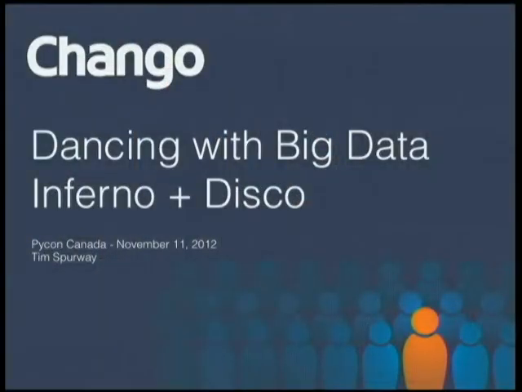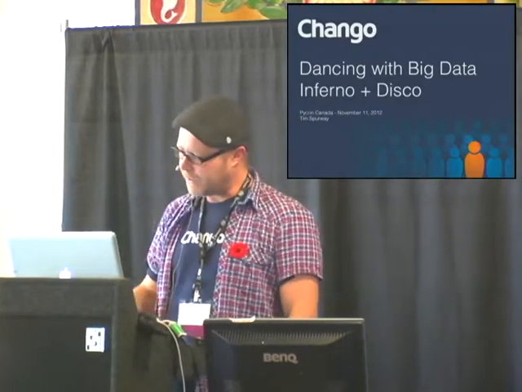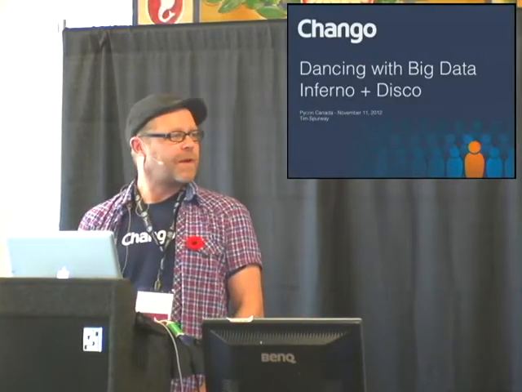Thanks. So Chango's an ad tech company, and we process a lot of data. And so we need to do MapReduce, mostly on logs. And we've open sourced a framework on top of the open source Disco framework called Inferno. And that's what we're going to be talking about today.